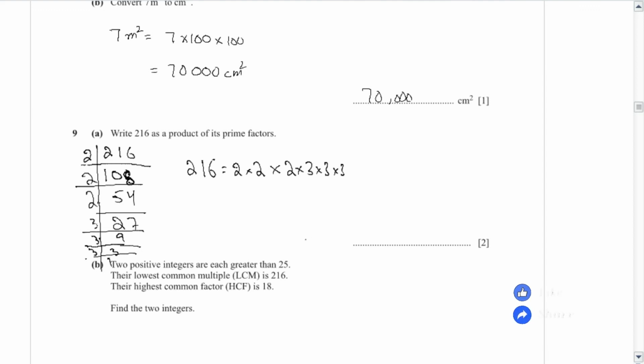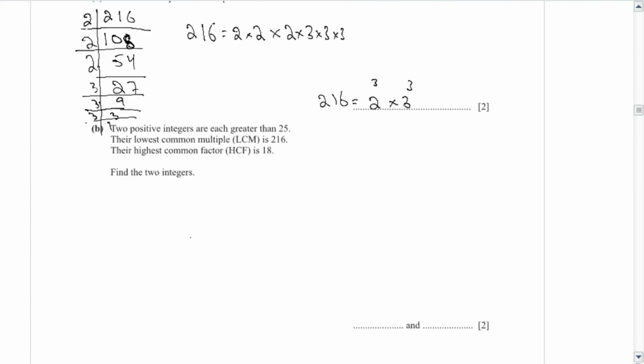So the prime factorization of 216 is 2 multiplied by 2 multiplied by 2 multiplied by 3 multiplied by 3 multiplied by 3. You can write this as 216 is equal to 2 cube multiplied by 3 cube. So this is the prime factorization of 216.